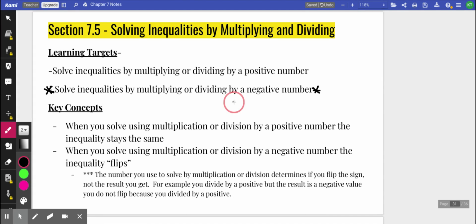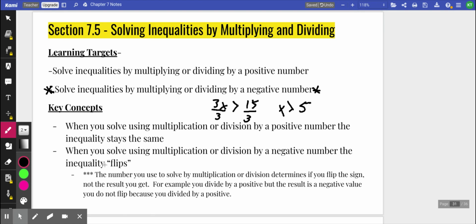Meaning if it starts with, let me give you an example, 3x is greater than 15, right? So notice to solve this, I have to divide by a positive 3. That means when I write my answer, the inequality does not change. It's going to still be the same. And we'll look at why that is in a minute. However, if you solve by using multiplication or division by a negative number, the inequality flips. Okay, and we'll look at why that is.